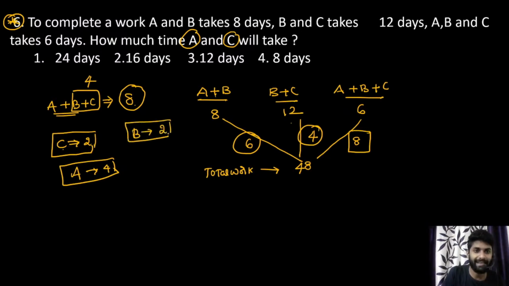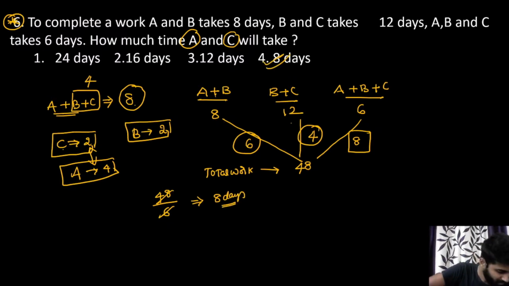Now you can get the individual efficiencies. Now you can go with the calculation. How much time does it take A and C together? A and C together means total we have 48 units. A and C together are performing 6 units. 48 divided by 6 is exactly equal to 8 days. Yeah, the answer is 8 days.